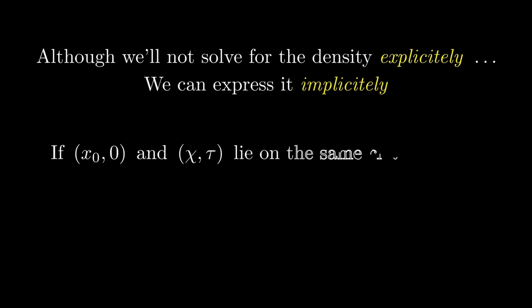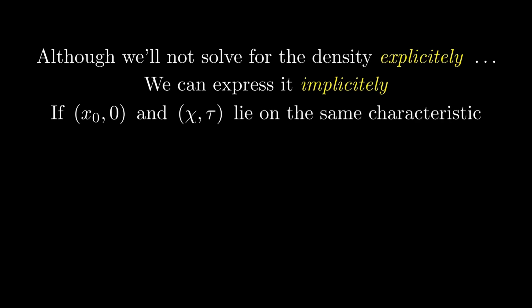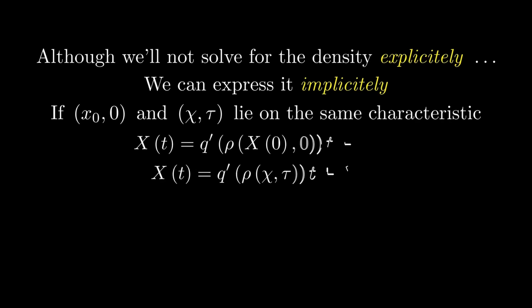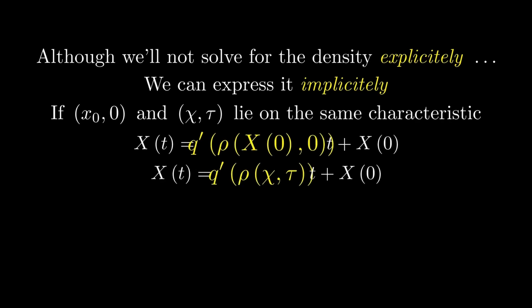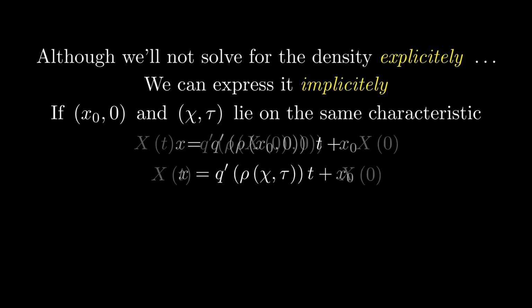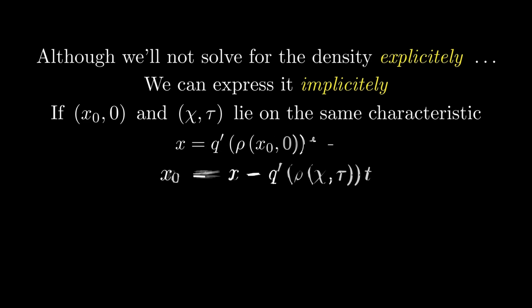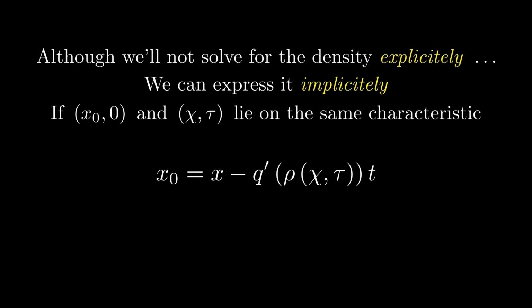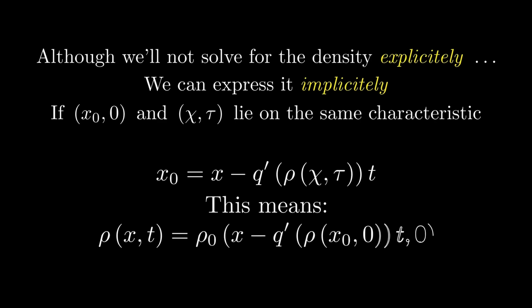An observation we can make here by virtue of the characteristics being straight lines is that the density at any point x,t in spacetime can be written implicitly using the initial density distribution as follows. This is because the solution at x,t is the same as the initial density at x minus q prime of rho of x,t times t. So even though we don't have an explicit solution, we still get an implicit solution.